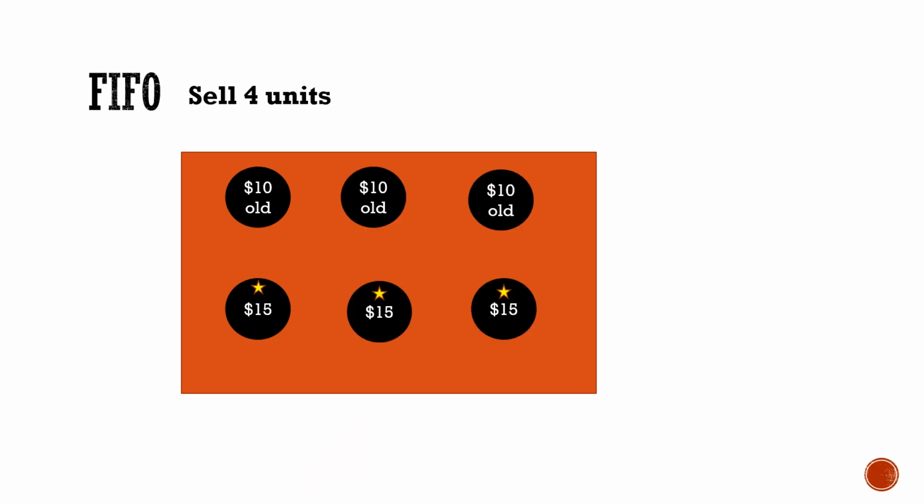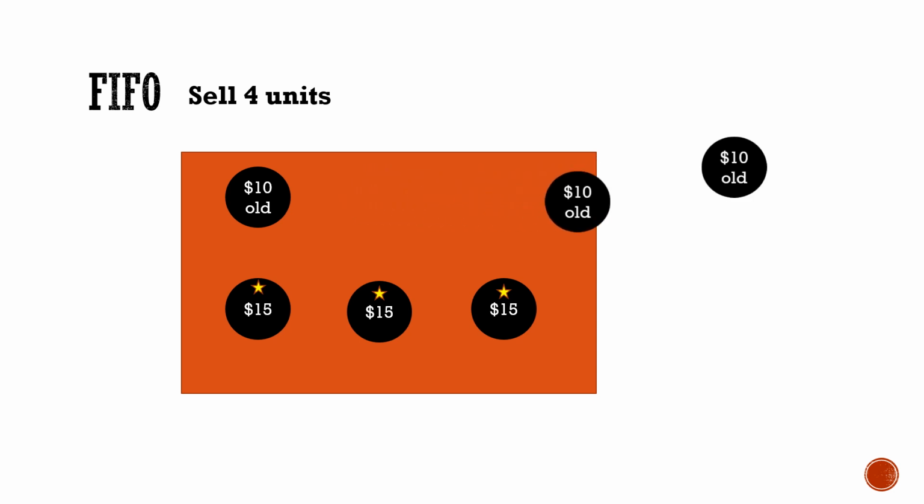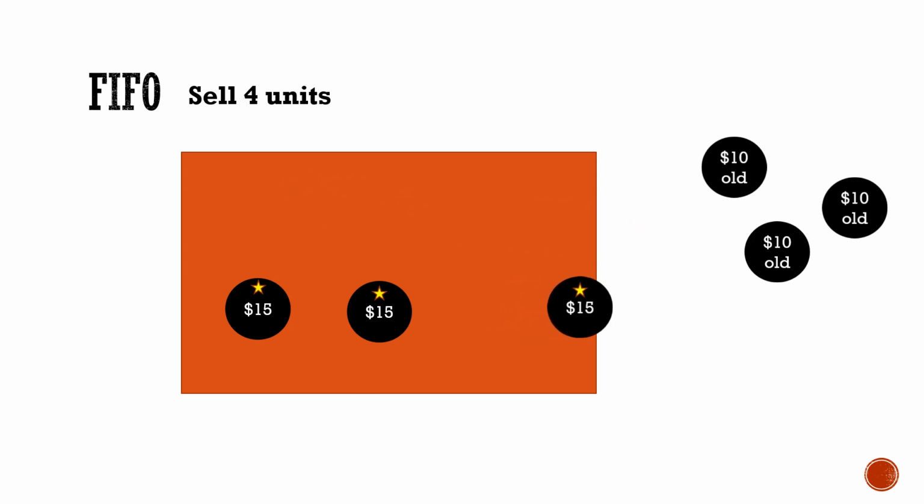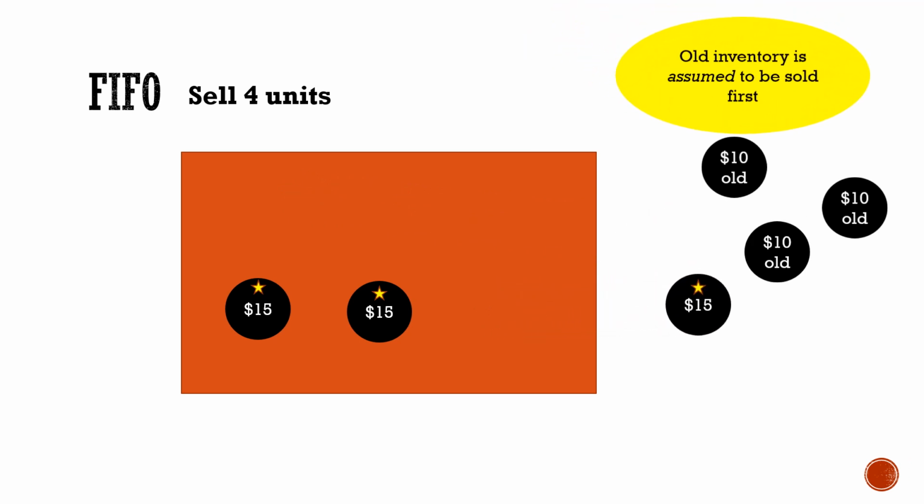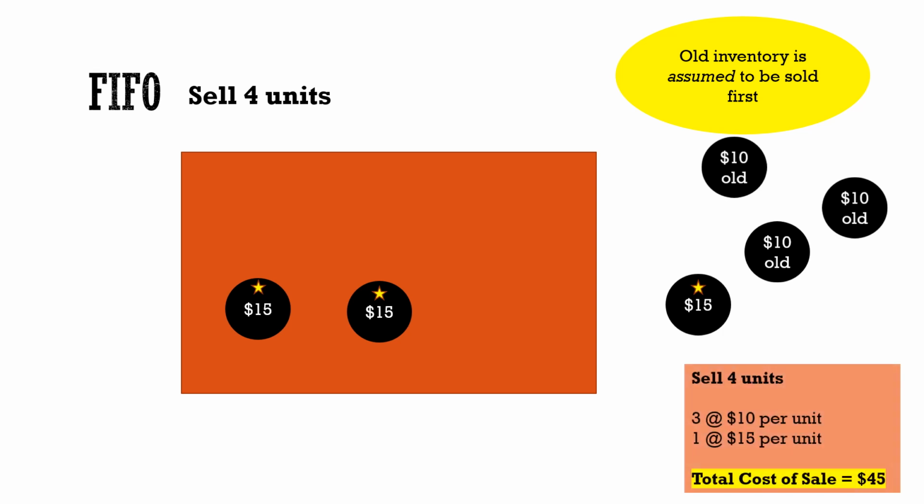Now let's see what happens when FIFO is used instead. We're going to sell 4 units here. Now because we are using the FIFO method, we are assuming that the old inventory is sold first. This may or may not be the case when the customer takes the inventory. They could be taking more of the newer inventory or more of the older inventory. We do not know. We only make an assumption that the old inventory is sold first because we are using the FIFO method.